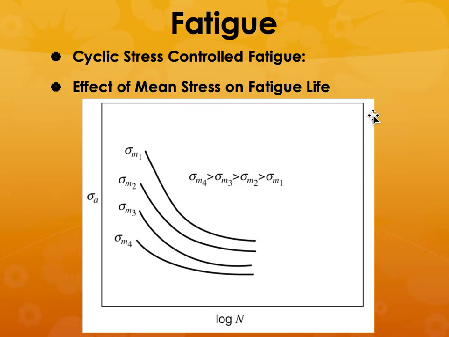So if you look at the handbooks, it will tell you what is the safe stress at which you can use these components and get a safe life. So if you applied a stress level below this mean stress level, it can last forever. In this case, sigma m1 is less than sigma m4.